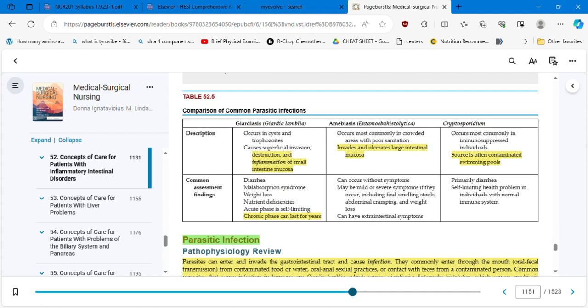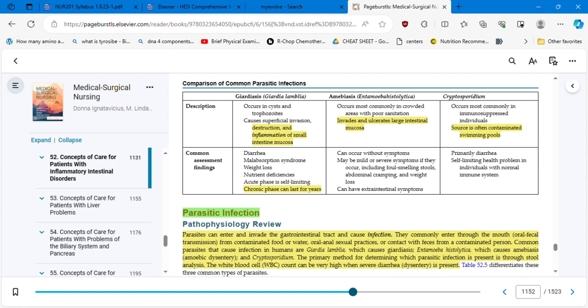Comparison of common parasitic infections. Oh, this is for the next topic. Okay, let's talk about parasitic infections. We have a table here talking about giardiasis with Giardia lamblia, amebiasis, and Cryptosporidium.